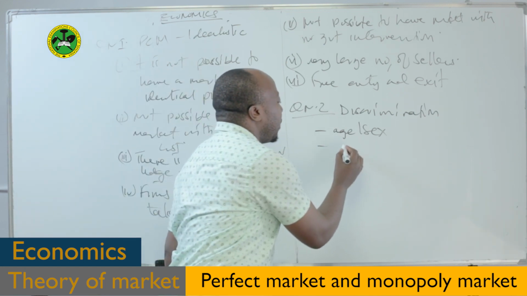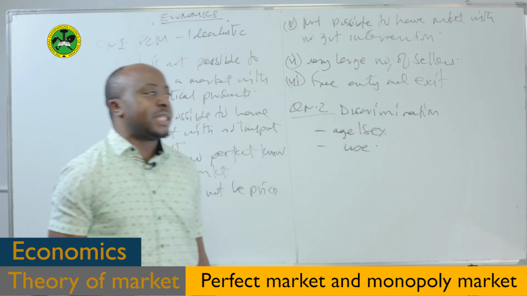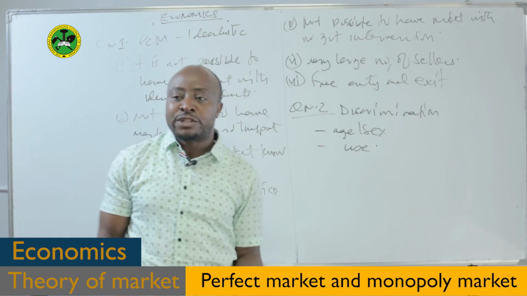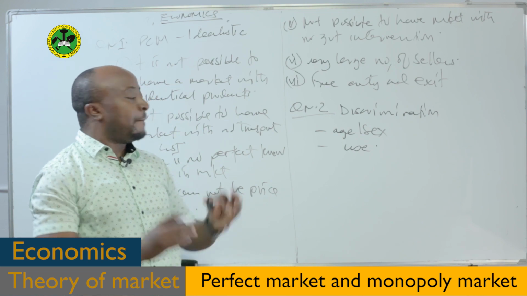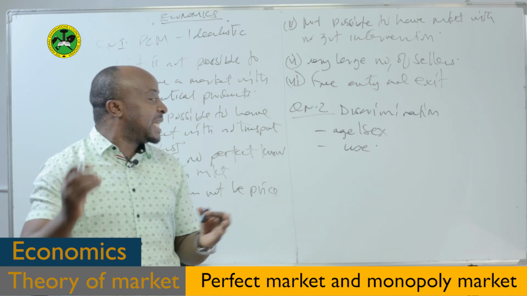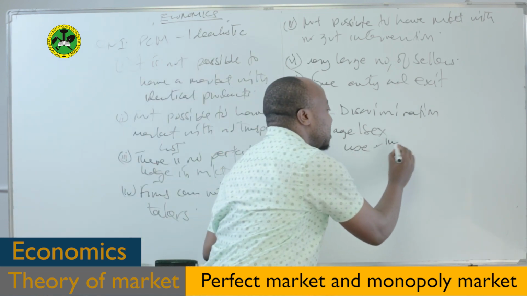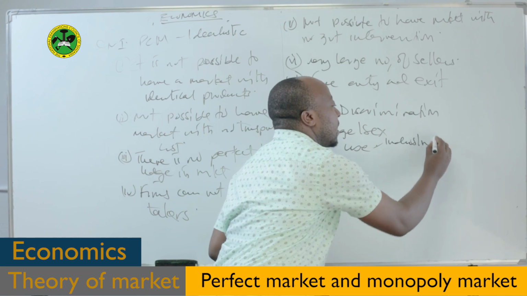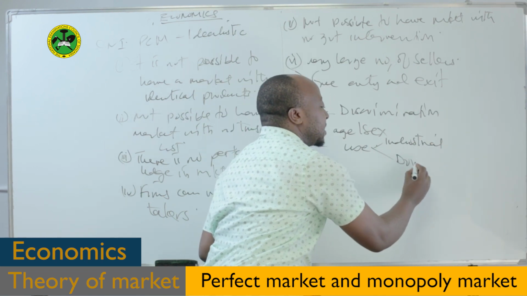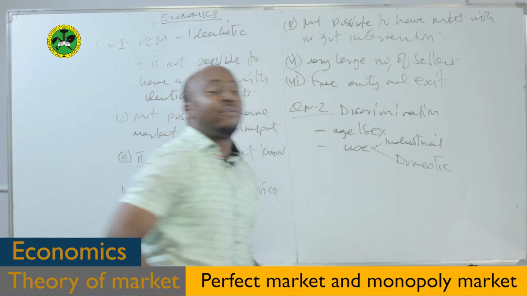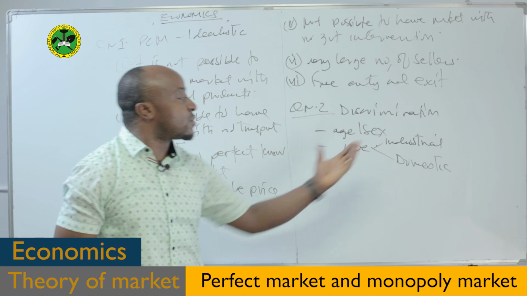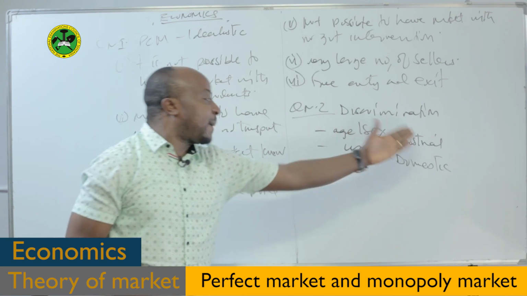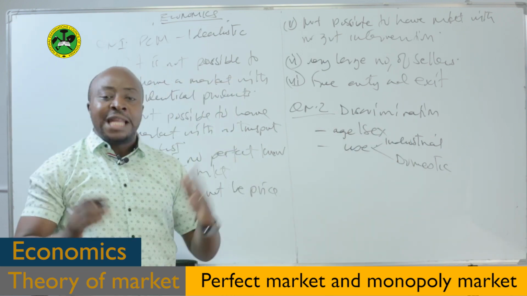Then we have discrimination according to use of the commodity. For example, in the case of TANESCO, a monopoly, they also discriminate according to use. Some consumers take goods for industrial use, while others for domestic use. So automatically, you will be charged different prices. Even in TANESCO, if you use electricity for industrial use, you are charged a different price from those using it domestically. That is discrimination.